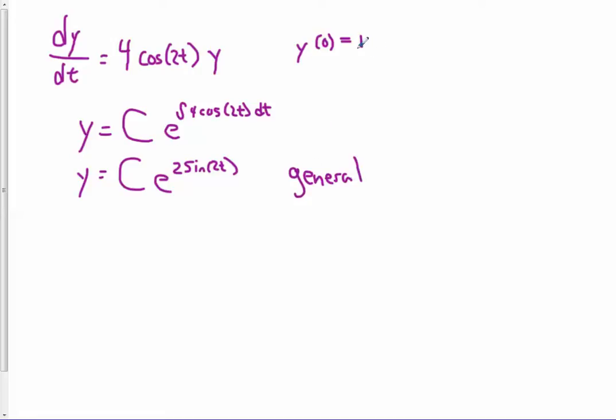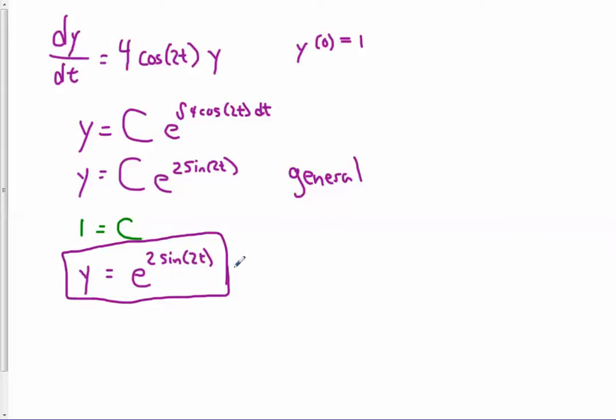Now I also have an initial condition of y of 0 equals 1. So we plug that in. It's got to equal 1 when we plug in a 0. Now sine of 0 is 0. e to that 0 is 1. So actually c is just 1. So final answer, e to the 2 sine 2t, done.